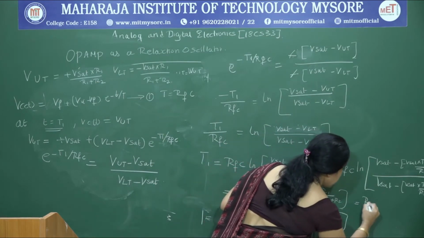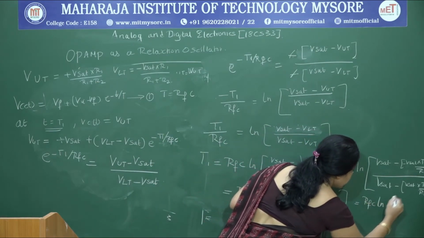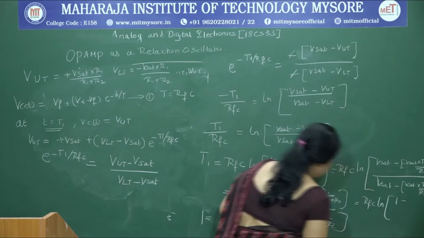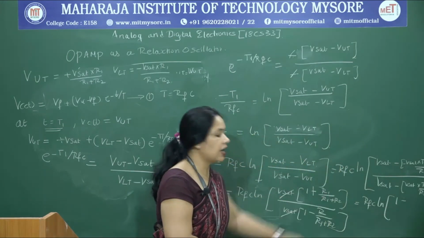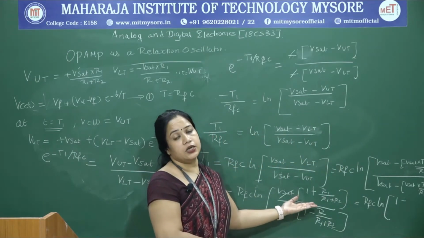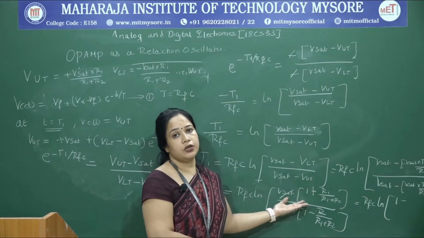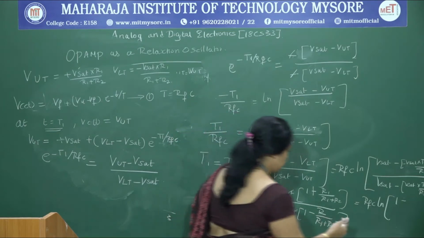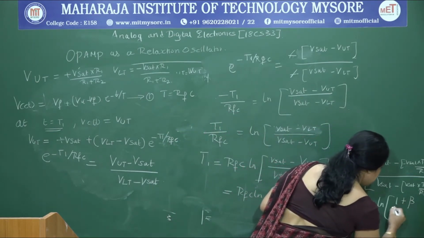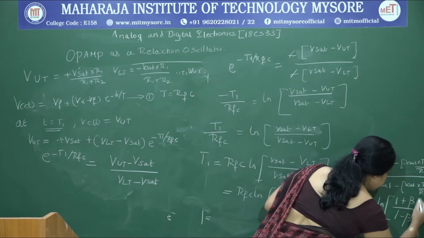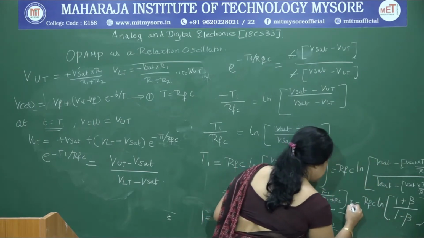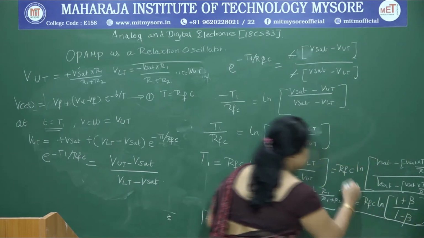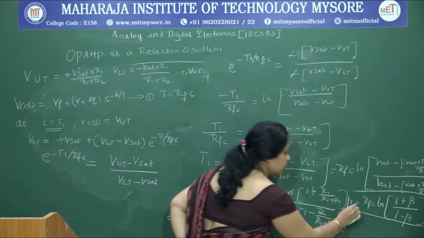So, we end up getting RFC logarithm of, and you can see R1 by R1 plus R2 depends on the resistances used in the feedback, so we can call this the feedback factor beta. I can term this as 1 plus beta by 1 minus beta. So, that is T1.